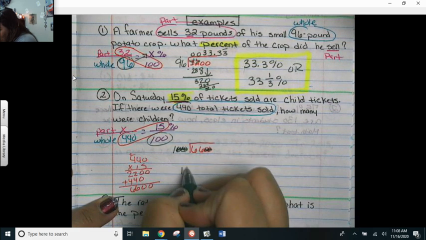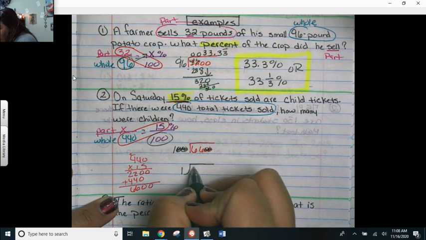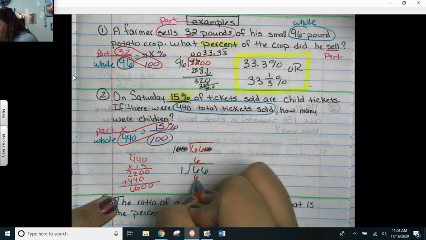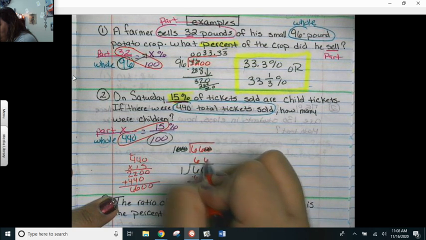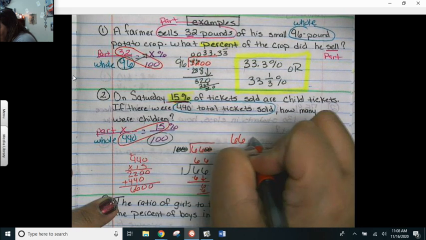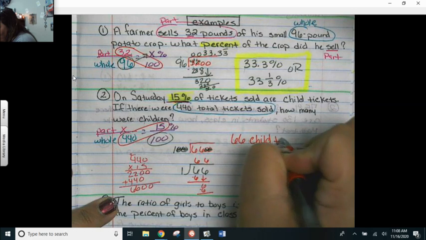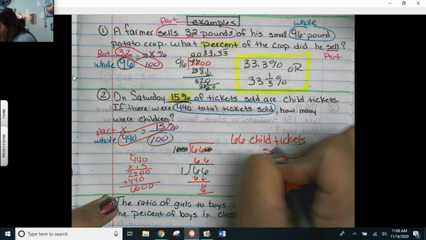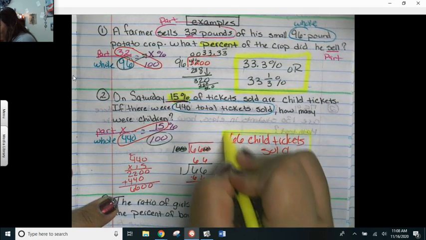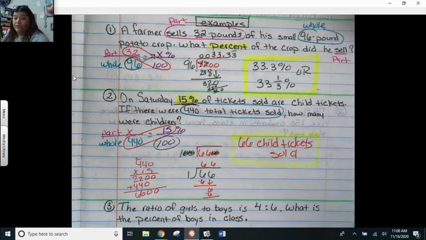Good. So what I have to do is really divide 1 into 66, which is fairly easy because anything divided by 1, if you notice here, gives you the exact same answer. Okay, so I can say that there are 66 child tickets sold. And that's our answer. So out of the 440 total tickets they sold that day, 66 were child tickets. And that's what 15% represents. Got it?